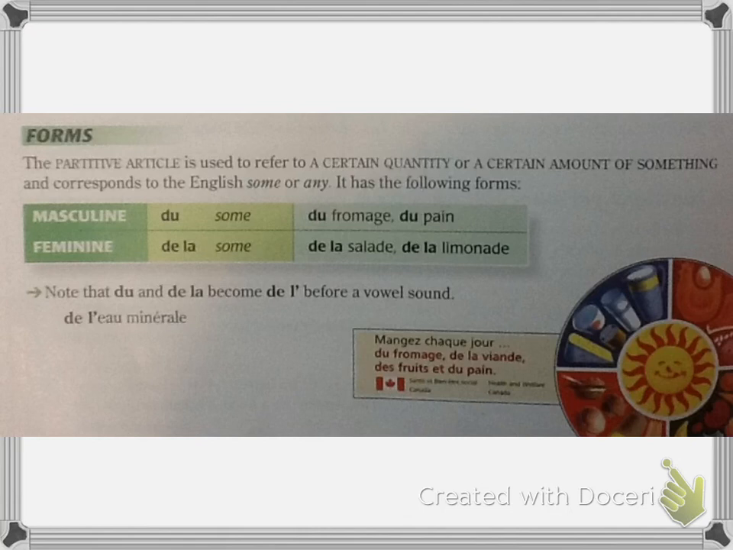The partitive article is used to refer to a certain quantity or a certain amount of something and corresponds to the English some or any. It has the following forms: masculine, du fromage, du pain, so some cheese, some bread, or any cheese, any bread. And feminine, de la salade, de la limonade, some salad, some lemonade. Note that du and de la become de l'apostrophe before a vowel sound.